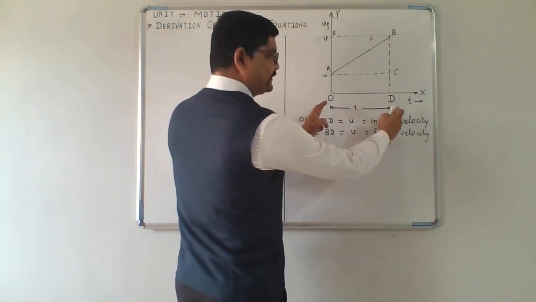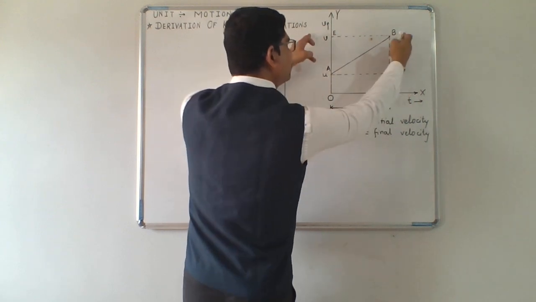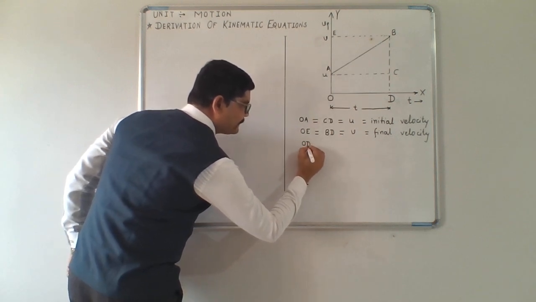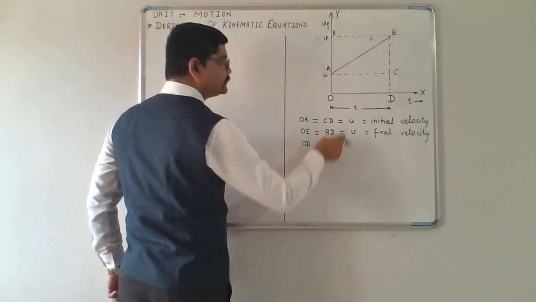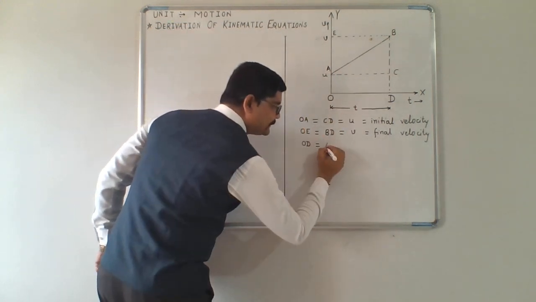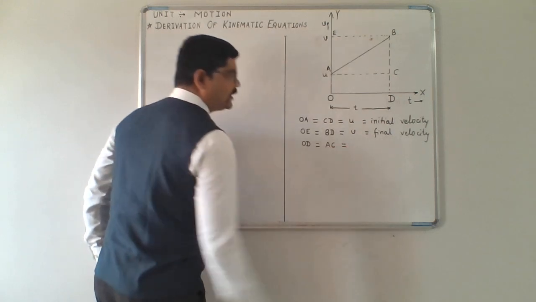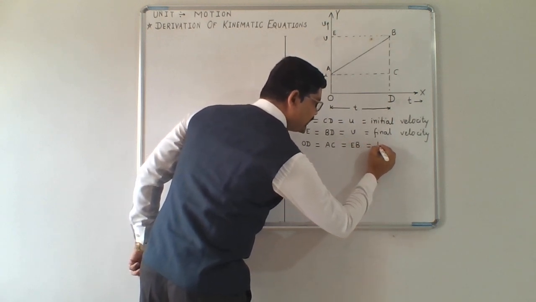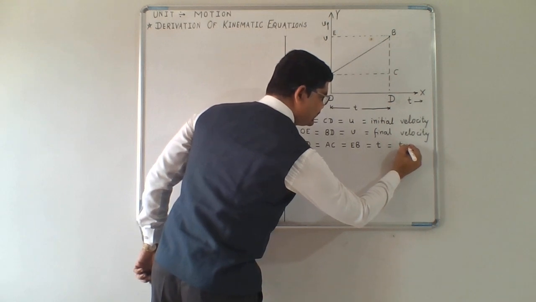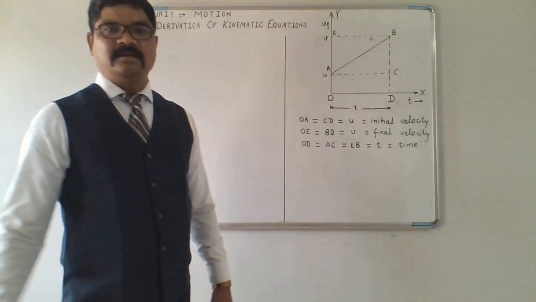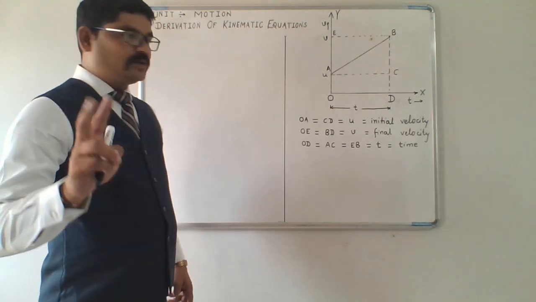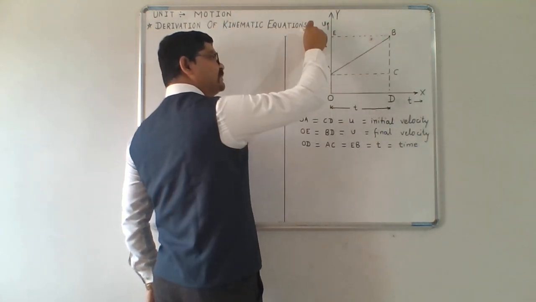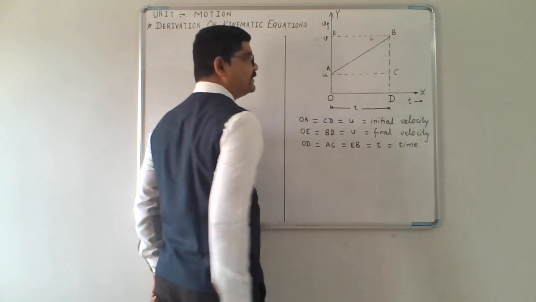Also, these distances OD, AC, EB we can write as OD is equal to AC equals EB equals time interval t. So I am writing it as time t. Also, we can write two things here. If you consider, this distance OE is equal to DB, or BD is equal to v.